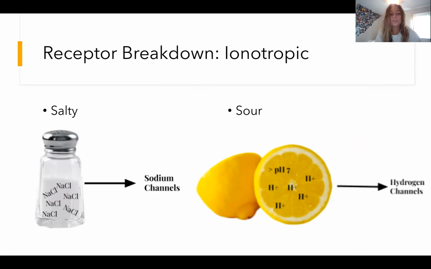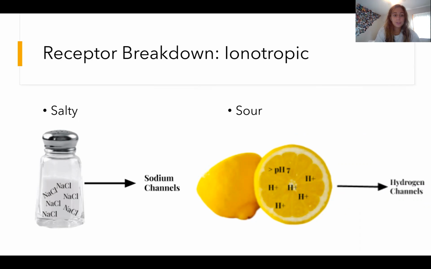Now let's go over a quick breakdown of what makes each of your taste receptors unique, starting with your 2 ionotropic receptors, sour and salty. Ionotropic means that once your receptor is activated, it opens an ion channel that will then send an action potential due to this influx of ions.